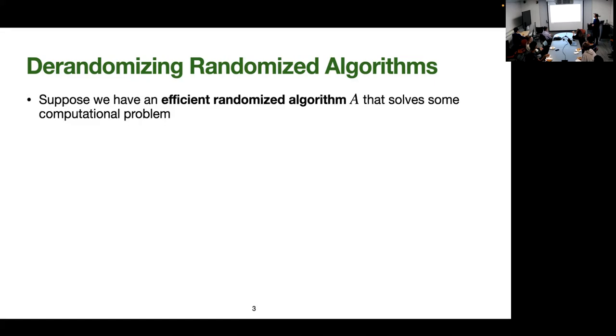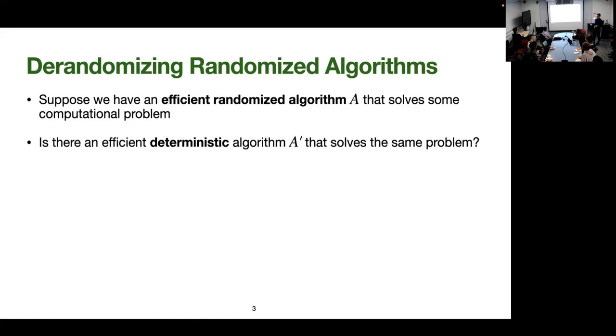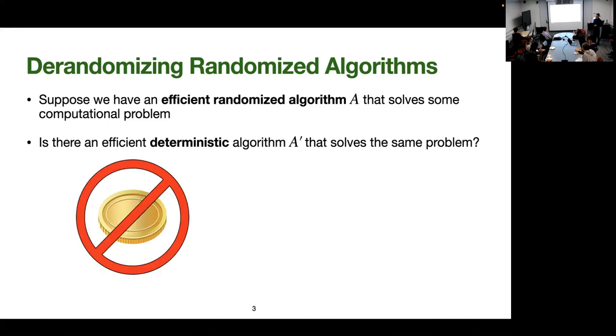So what is the high-level computational task we want to solve here? We have some efficient randomized algorithm that solves some computational problem. Maybe it's sorting something, maybe it's checking if a polynomial is zero, et cetera. Can we transform that algorithm into a deterministic algorithm, which doesn't use any randomness, algorithm A prime, that solves the same problem and is roughly as fast? So if we have a polynomial time randomized algorithm, is there a polynomial time non-randomized algorithm that solves the same problem? If we have our source of random coins, we can throw them away.